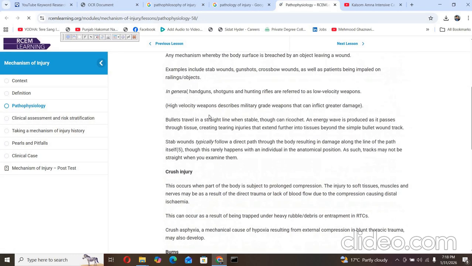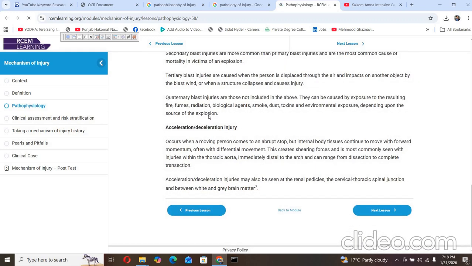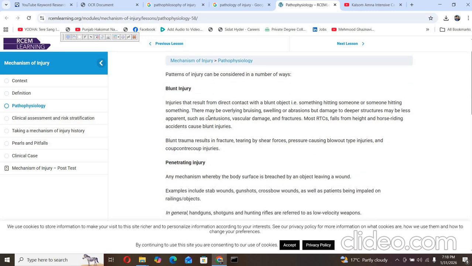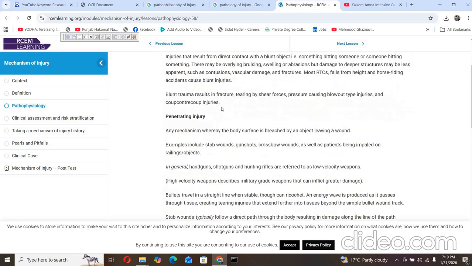Pathophysiology, mechanism of injury. Blunt injury: injuries that come from direct contact with a blunt object, something hitting or someone hitting something, can cause deeper structural damage such as vascular damage and fractures. Blunt trauma can result in fracture, tearing, and shear forces.